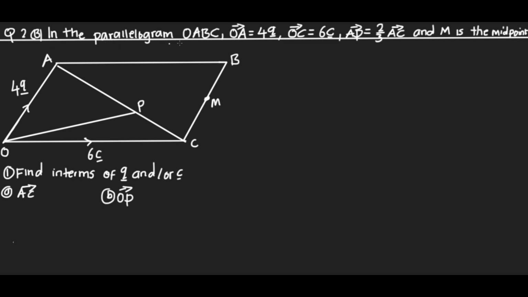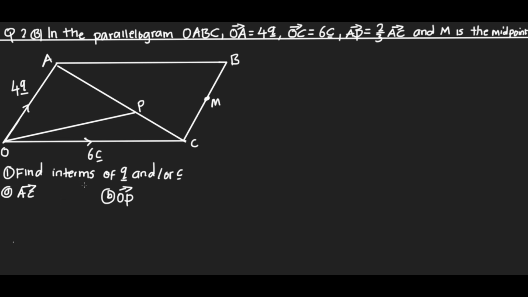In the parallelogram OABC, vector OA is equal to 4q. So you can see here we have 4q. Vector OC is equal to 6c. So this is our vector 6c. Then we have been given a condition: vector AP is equal to 2/3 of vector AC. So 2/3 of AC is the vector for AP, and M is the midpoint. So midpoint simply means it's a point that is cutting a given line into two equal parts.